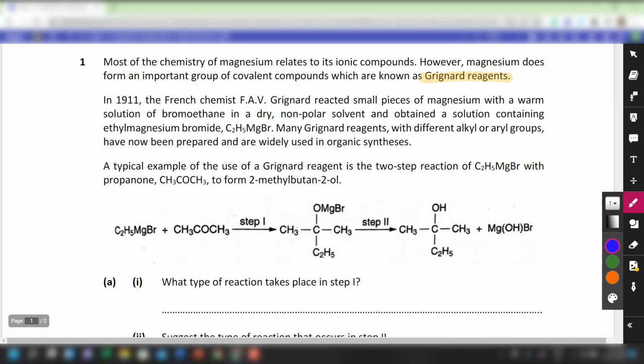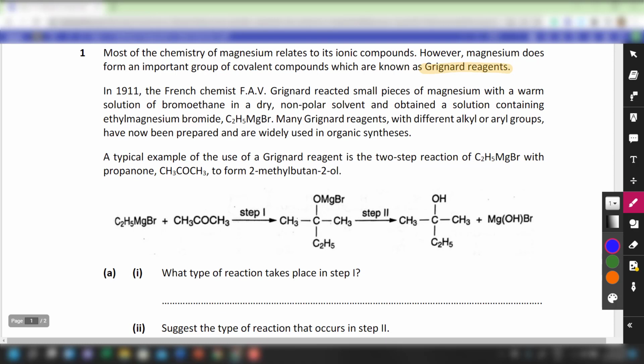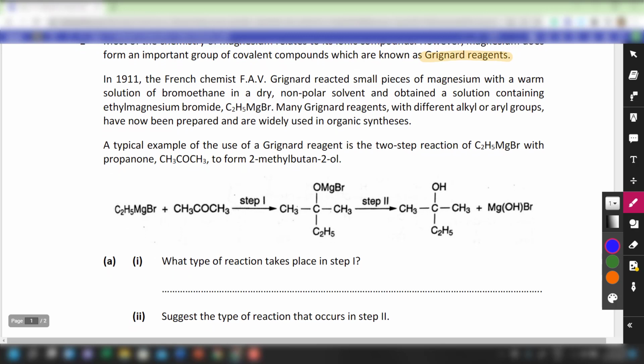Ever since this particular question came out in 2010 for A-levels, many JCs have set it in their school-based exams. So you might have seen it once in a while when you're doing some of these questions. Okay, after that they give you some history about the fact that it was developed by this French chemist known as Victor Grignard. Okay, and you warm it with a solution of ethane in dry non-polar solvents, and you will obtain a solution contains what we call ethyl magnesium bromides.